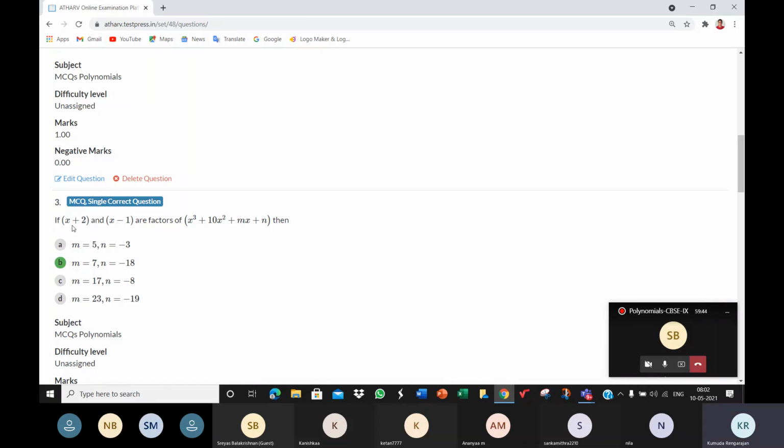We need to equate x plus 2 to 0, x minus 1 to 0. So we get x is equal to minus 2, x is equal to 1. That means this is p of x. P of minus 2 is 0 and p of 1 is also 0 because they're factors. So on division, the remainder will be 0. So you will get two equations in m and n. On solving, m is 7 and n is minus 18.